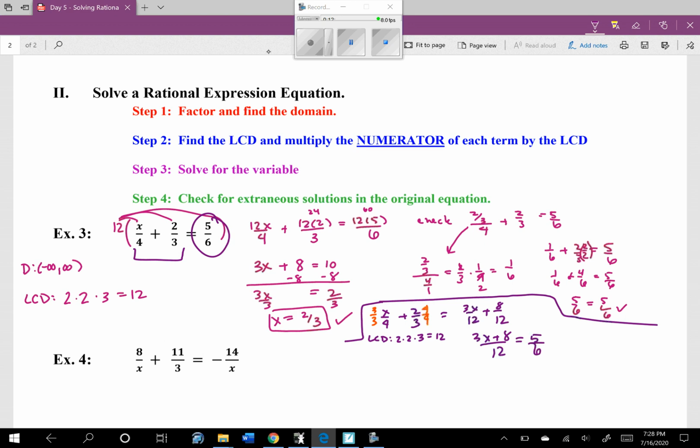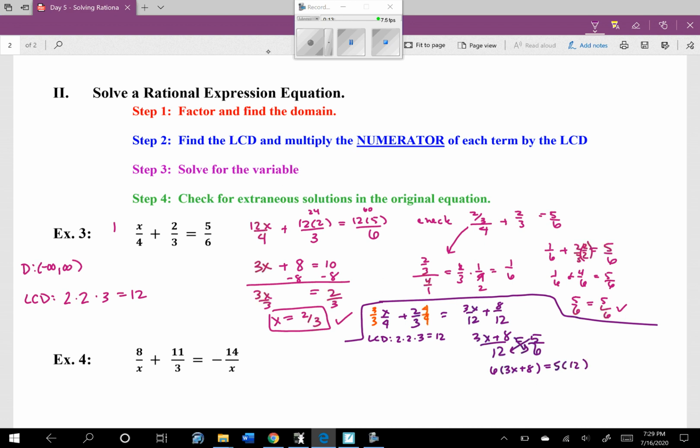And now that I have one fraction equal to one fraction, I can cross multiply. You can only cross multiply when you have one fraction equals one fraction. So in the beginning, I could not cross multiply because I did not have one fraction equals one fraction. So now I can cross multiply. So 6 times (3x plus 8) is equal to 5 times 12.